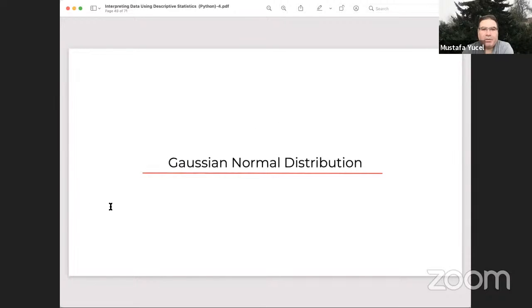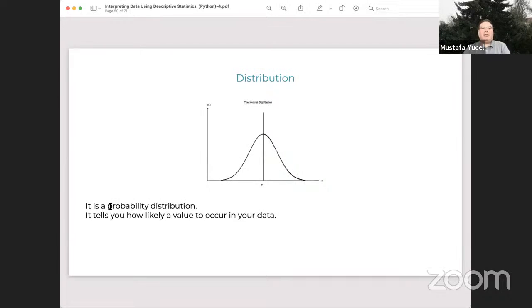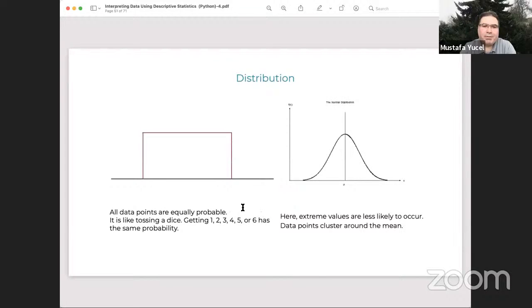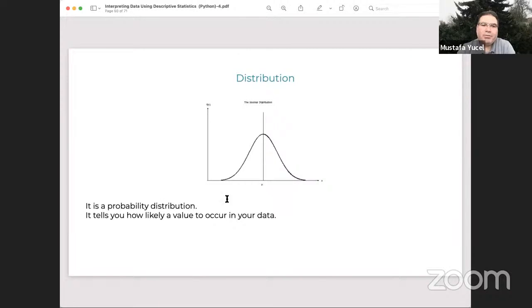Here, the Gaussian normal distribution, we will use the standard deviation in this Gaussian normal distribution. It's a probability distribution. It tells you how likely a value is to occur in your data. This curve is a bell-shaped curve. I guess you are very familiar with this curve. Here, this is the average of data points. This is the maximum, minimum. You can have some extreme values here. And then there are calculations, but we will not talk about calculations today. This is a very common distribution, the bell-shaped curve or normal distribution. Most of the data points are around the average.